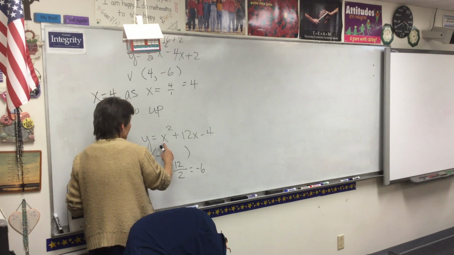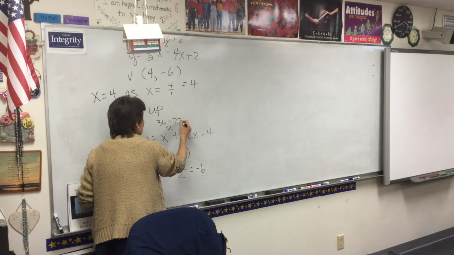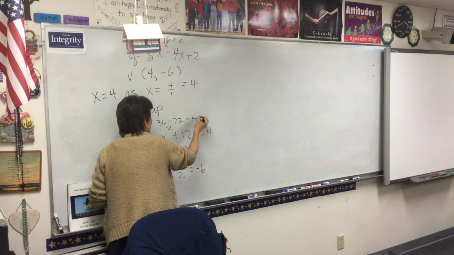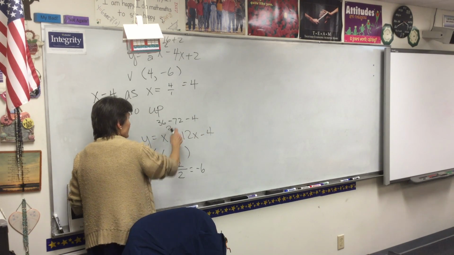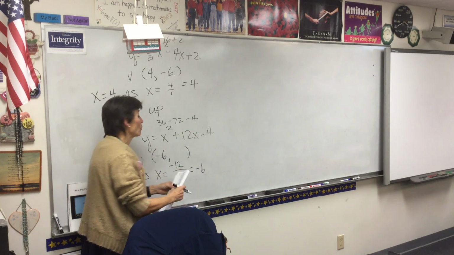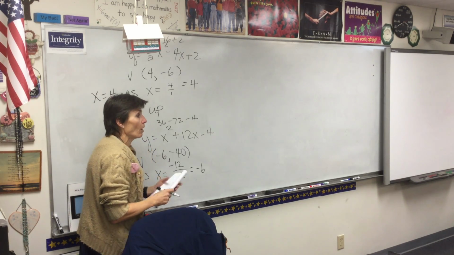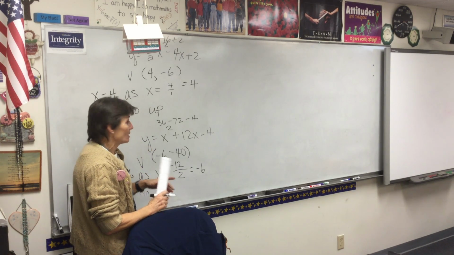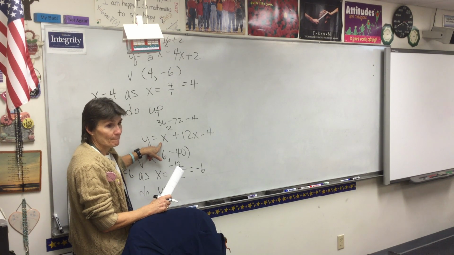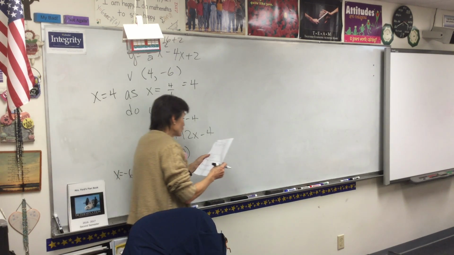Let's put it in. 36, 72, minus 72. Remember, you're putting in a negative, so it's minus 72 minus 4. 36 minus 72 is negative 36, minus 4 is negative 40. You're exactly right. And this one also opens up because the number in front is a positive 1. Okay? Got it. All right, number 2.